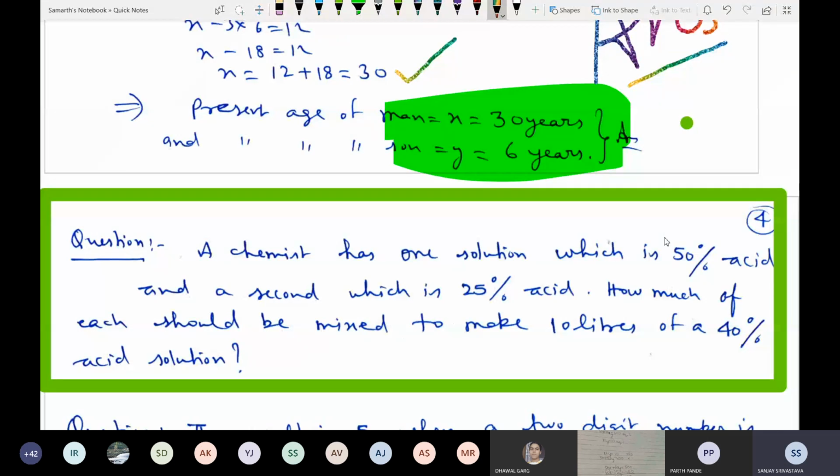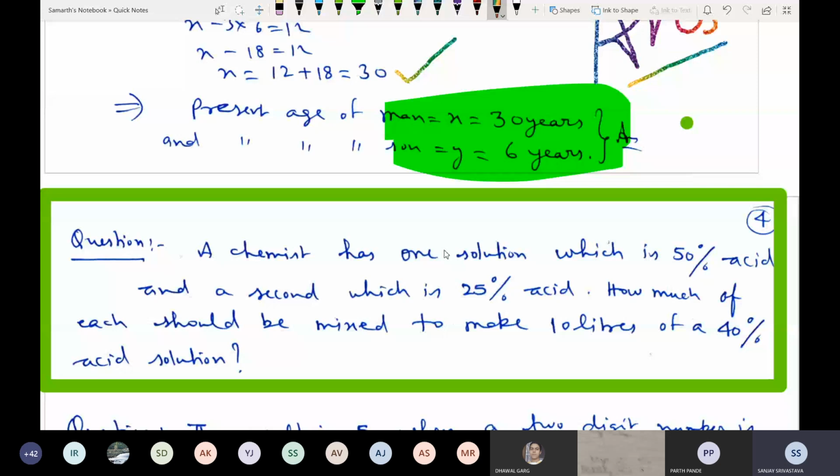Correct. And the second equation, just scroll up, brother. Scroll up a little more. Okay. What is the second equation you have got, by the way? So the second equation is 50x plus 25y is equal to 400.